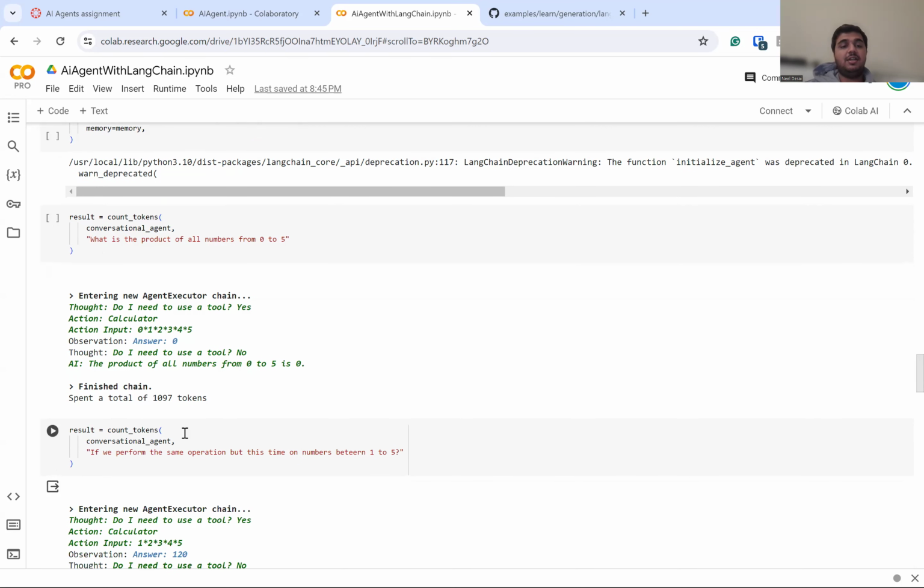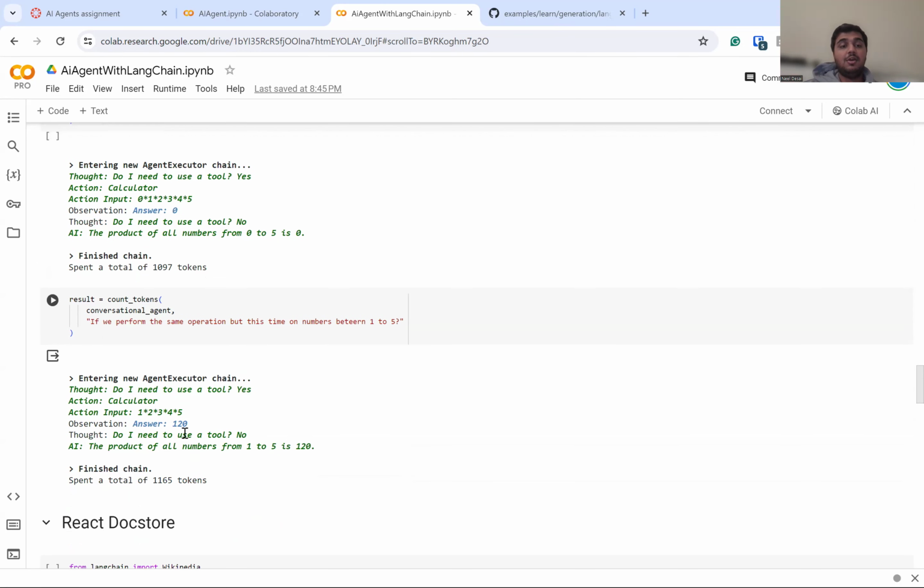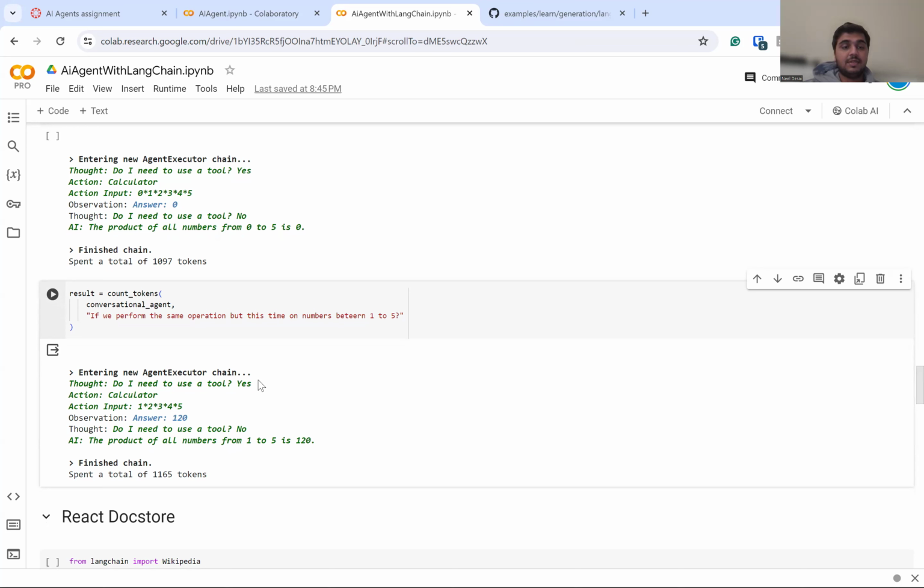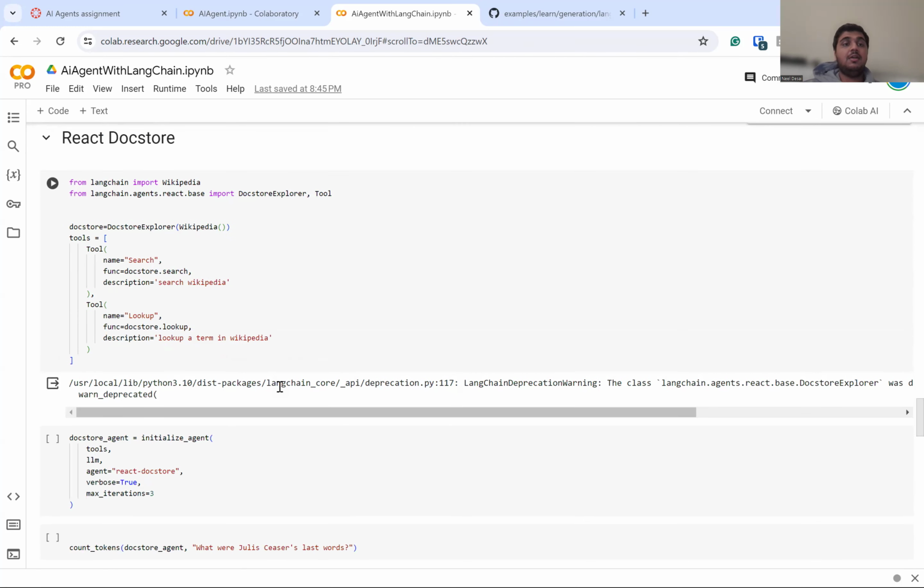Now this is where things get interesting. Let's say I'm having a conversation with the agent. I'm asking it, okay, but do the same operation, but this time for numbers between 1 and 5. So now it has to remember what the operation was previously. And this is where the conversational nature comes in. Now it looks at it: do I need a tool? Yes, calculator. 1, 2, 3, 4, 5. It remembers the operation was multiplication. Then, observation: the answer is 120. Do I need a tool? No. There is no action required to perform. So the chain stops.